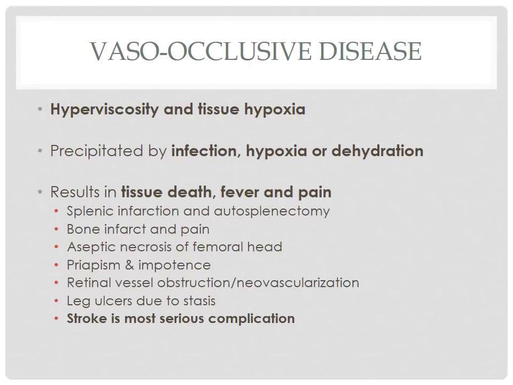You could have bone infarctions and very severe bone pain, aseptic necrosis of the femoral head, so this would require emergent surgery. Patients will often present with priapism and impotence. You can also have obstructions of the retinal vessels and eye changes related to vaso-occlusive disease, as well as ulcers in the legs. But the most concerning of all the symptoms is a stroke, which is due to the vaso-occlusion.